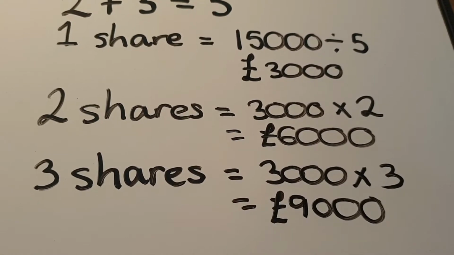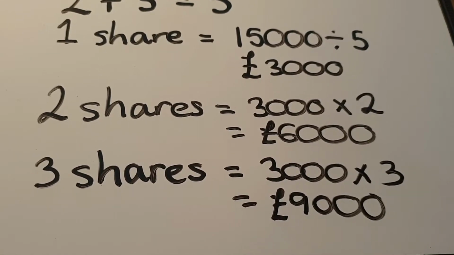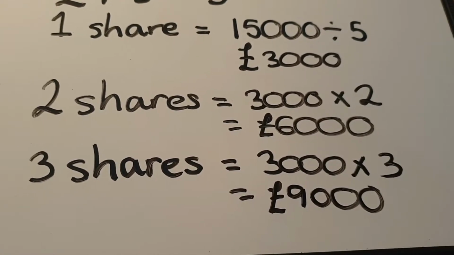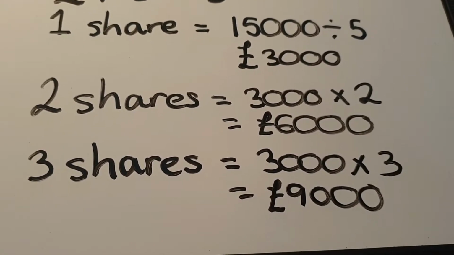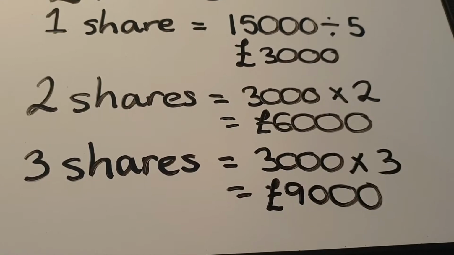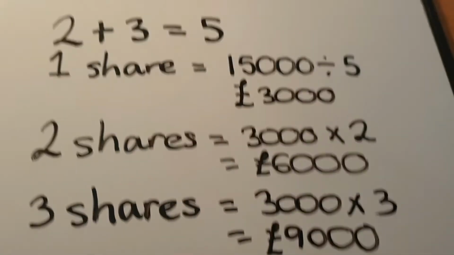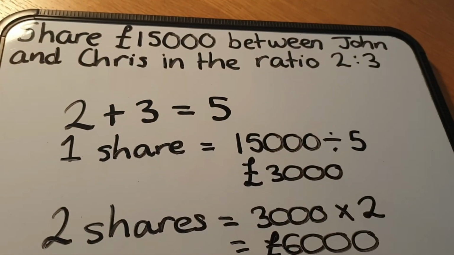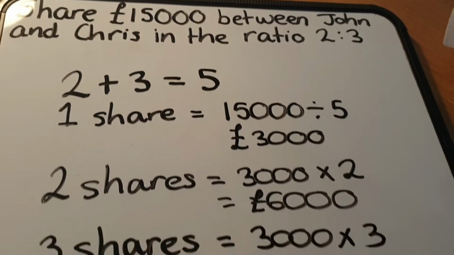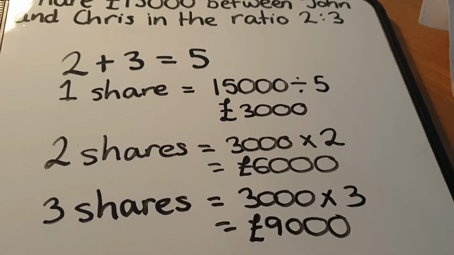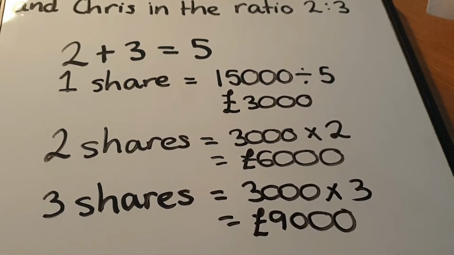To double check you've done it right, we're saying John's going to get 6,000 and Chris is going to get 9,000. All you do is add those 2 values together, and it should get you back to the original amount of money, which it does, because 9 plus 6 makes 15. So £15,000 is what we started with in the question. So that's the amount of working, and all we've got left to do after that is explain who gets what.